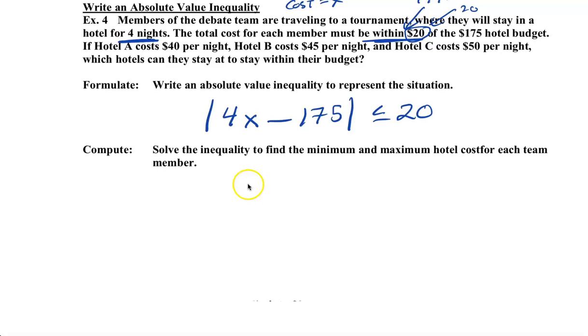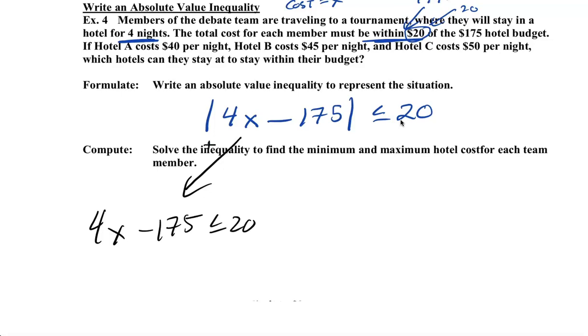This right here is actually what we want to solve at the end. Once we figure out our budget, we can figure out, okay, what hotel can we stay at? But for now, we don't need it. We just need what our cost is, what our budget is, and what's the difference that we want it to be within. And then solving it, you know how to solve this. This is just math. Split it. It's already isolated, so we have 4x minus 175 is less than or equal to 20.